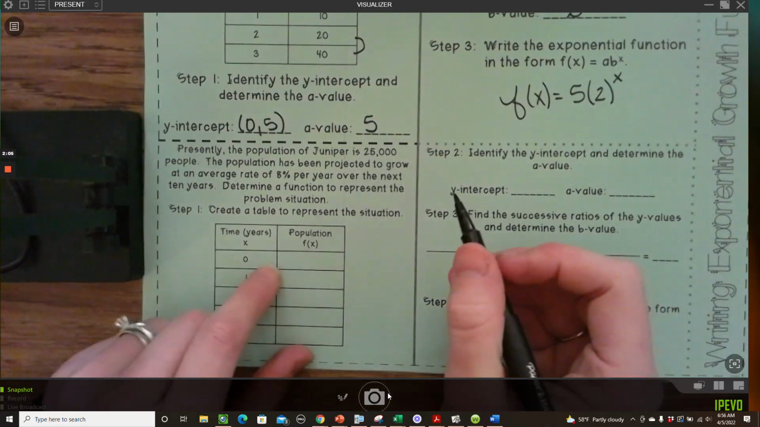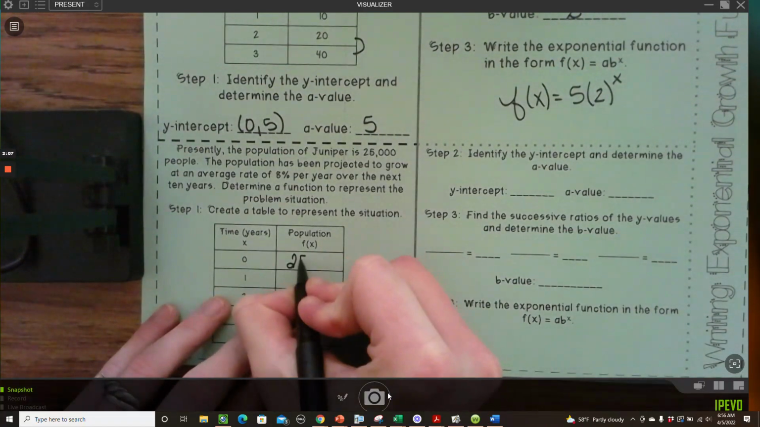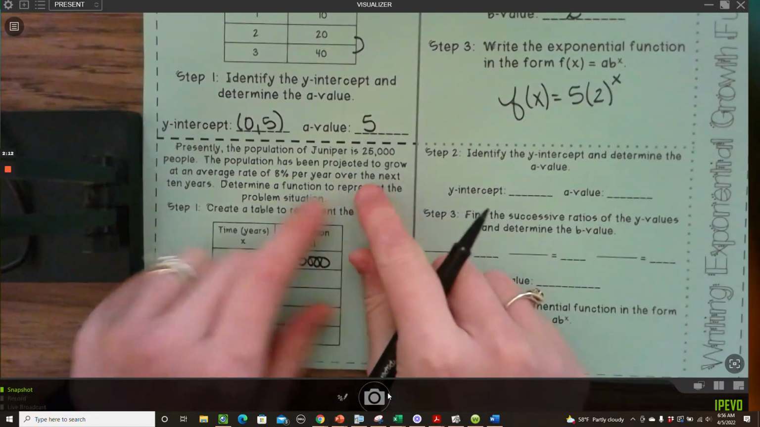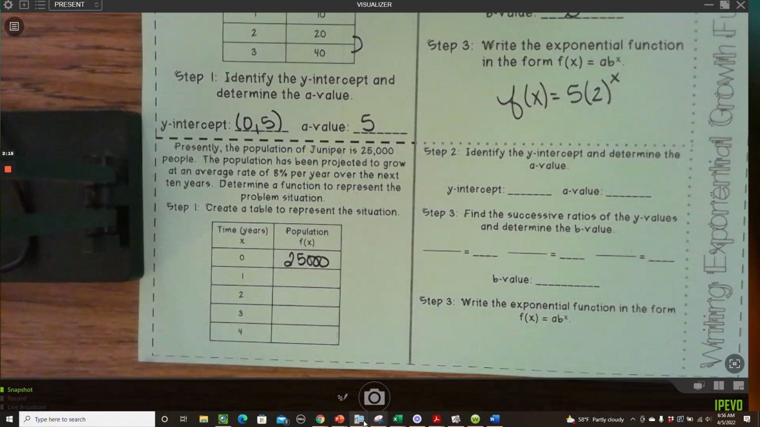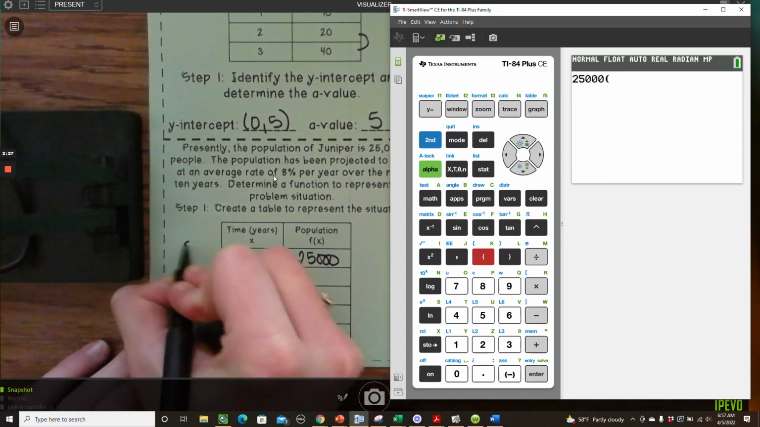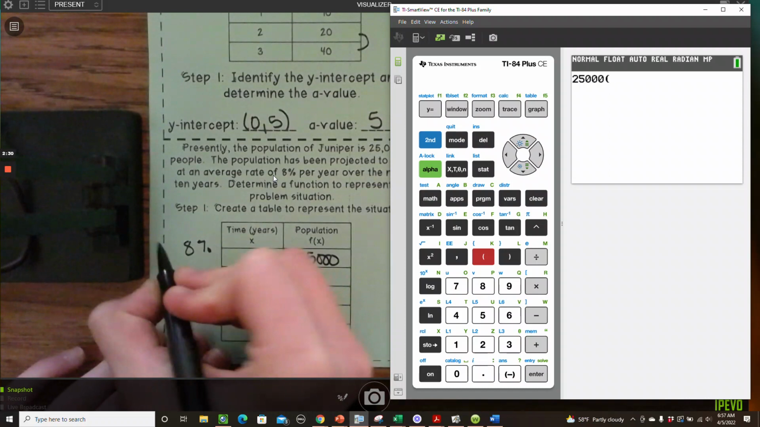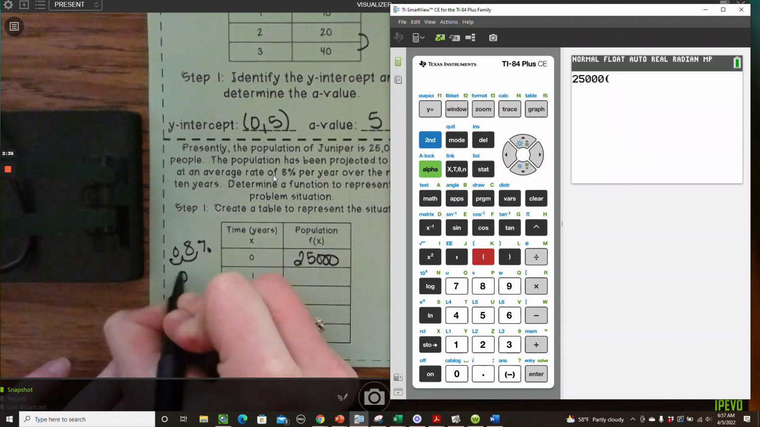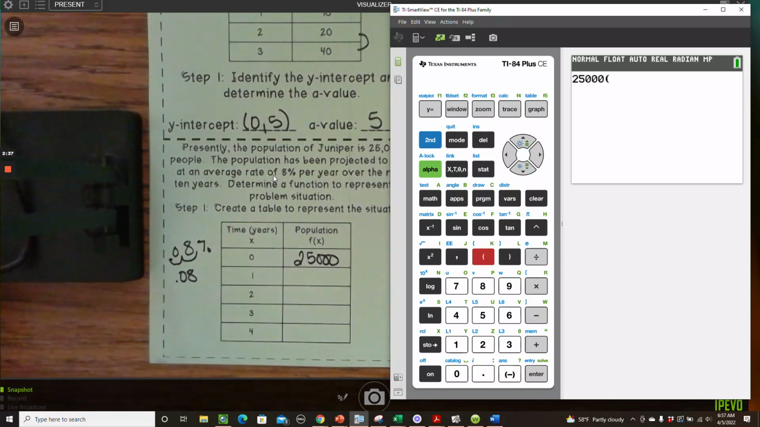So we know at year 0 there's 25,000 people. To find the next year's totals, we can use this growth rate of 8%. How you use that percent: we would take our starting amount and multiply it by that percent. Remember that 8% we can't use in percent form, but we can move the decimal two spots and make it a decimal that we can work with. So we would multiply it by that percentage converted to a decimal.